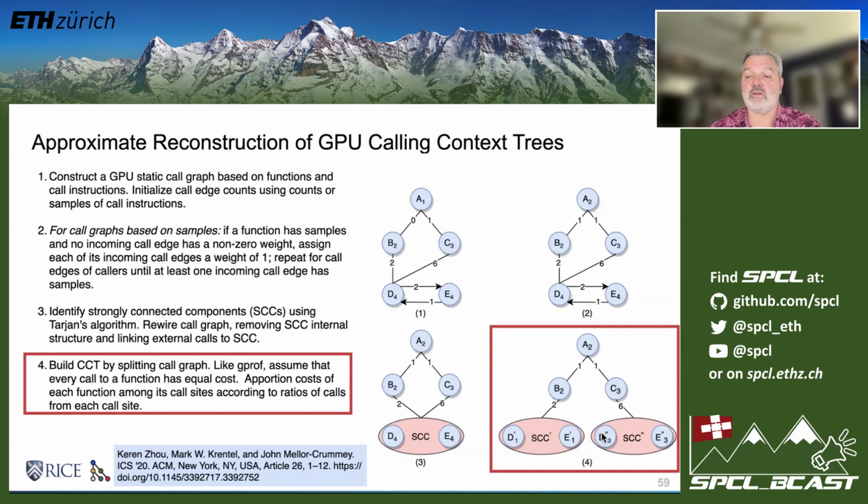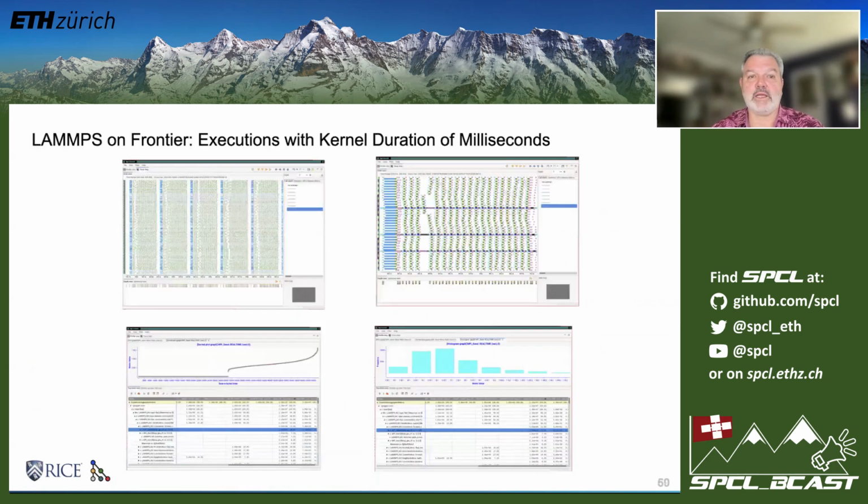This is approximate, and it's based on the gprof assumption that basically all calls to a function cost the same. We know that that's not true. Sometimes you're calling matrix multiply with a large matrix, sometimes with a small matrix. But it's the best approximation that we can come up with without any other information, and it usually gives you useful results for code.